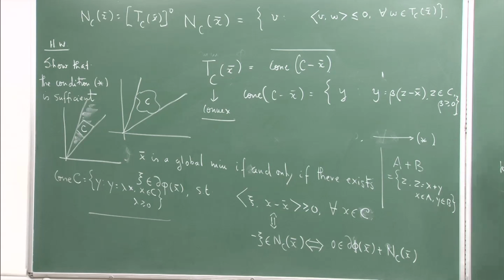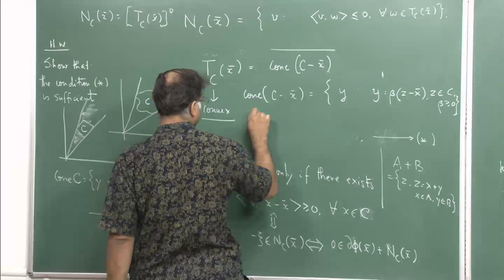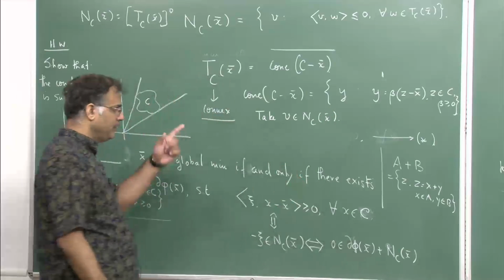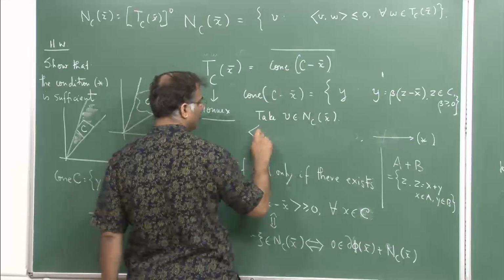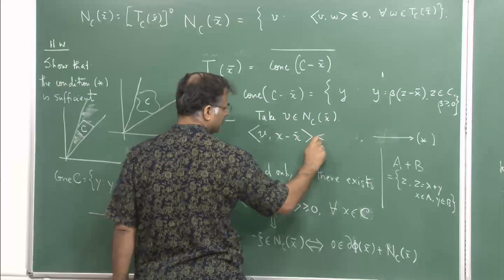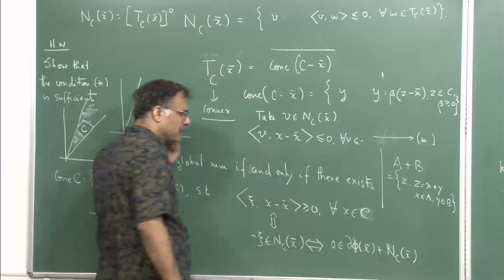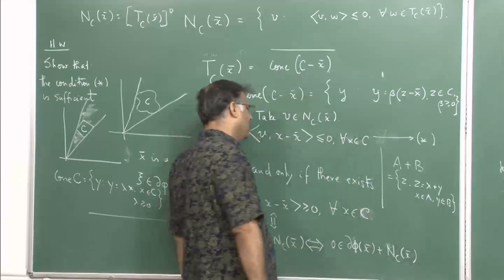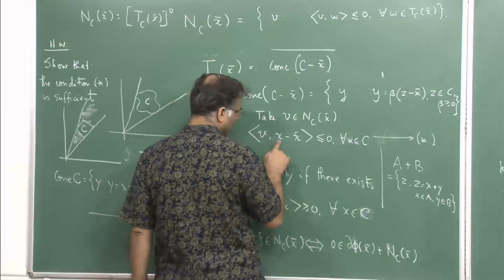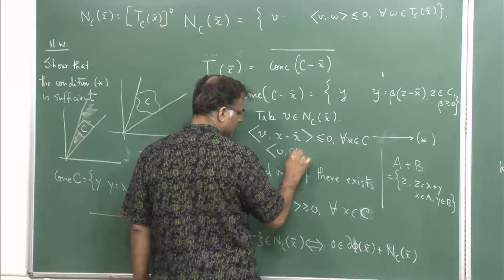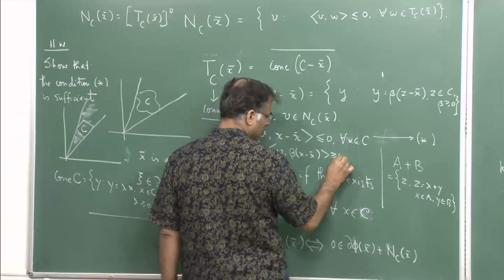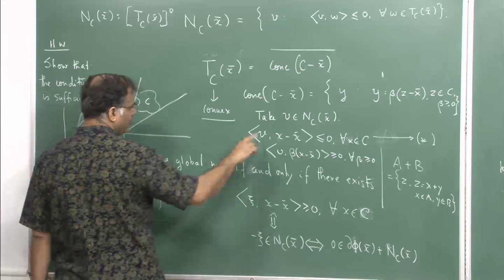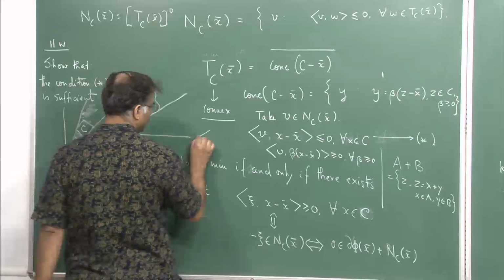Now, once you know this, take any V, V an element of N_C(x bar). Once you take V in N_C(x bar), your immediate formula that you know is this, for x an element of C. Now, I can multiply it by beta. I can do that for any given x, and then of course I can take the limit of such quantities. So, you will simply have V of W.